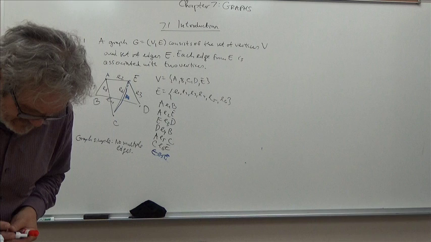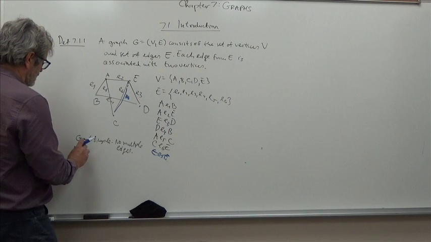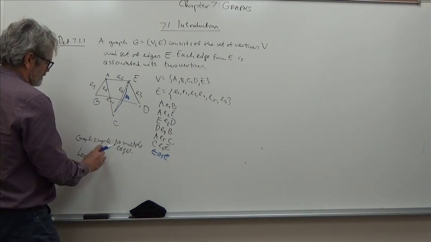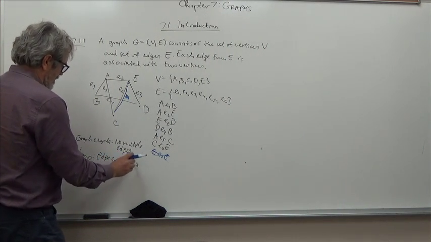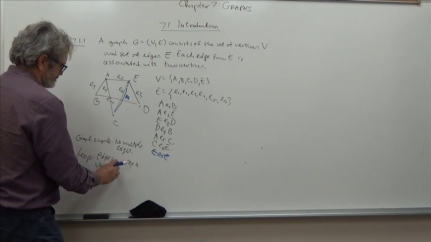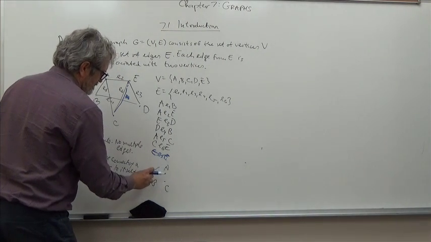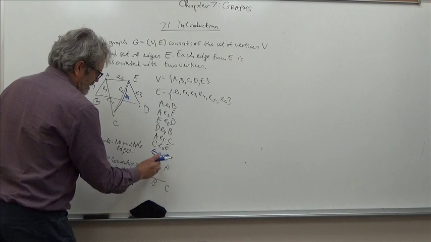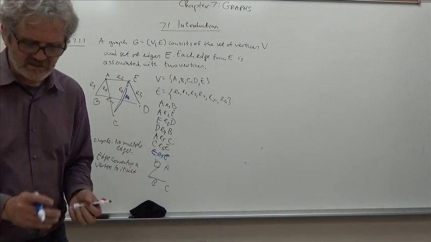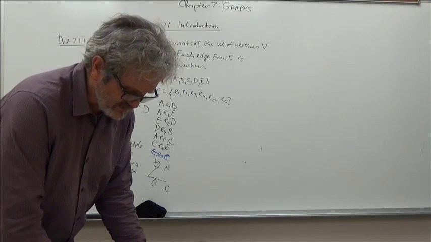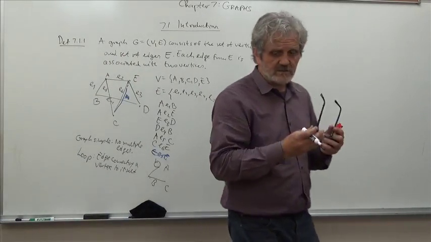What else is there? There's also the term loop, which is an edge connecting a vertex to itself. For example, A, B, C: here is the graph, but around A we have a loop, so we have an edge connecting A to itself. These are sometimes interesting for combinatorics.